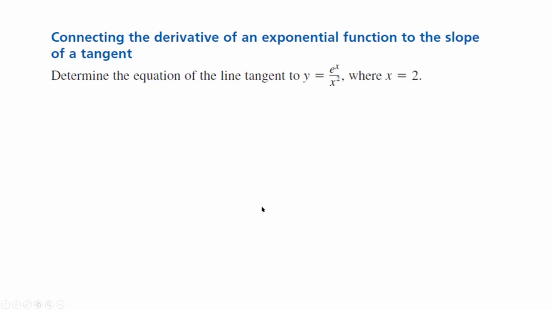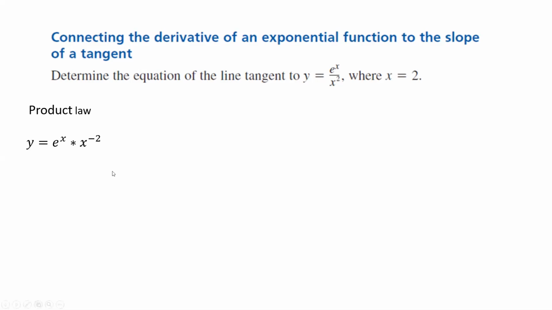Connecting the derivative of an exponential function to the slope of the tangent. They're asking us now to find the equation of the line which is a tangent to this when x is 2. That would suggest that we have to have the derivative of this first. So that's our first task. Here is where the product law or the quotient law would make sense. I'm choosing the product law. I find the product law much easier to work with. So instead of saying this is a quotient of e to the x over x squared, I'm going to call it e to the x times x to the minus 2. That's just my choice. But if you find it easier to use the quotient law, then by all means use the quotient law.